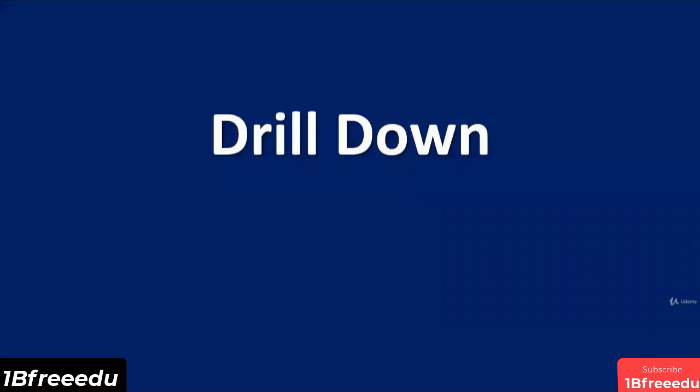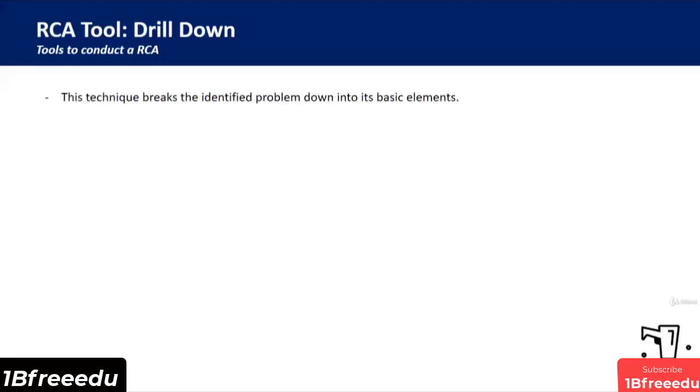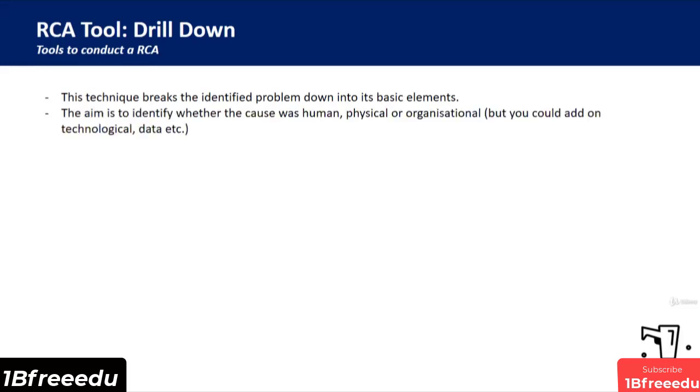So the next tool we're going to explore in more detail is the drill down. So this technique breaks the identified problem down into its basic elements. And the aim here is to identify whether the cause was human, physical, or organizational. But of course, you can add on newer categories such as technological, data, etc. Right? So this is about breaking down the problem. We want to break it down to its basic elements.